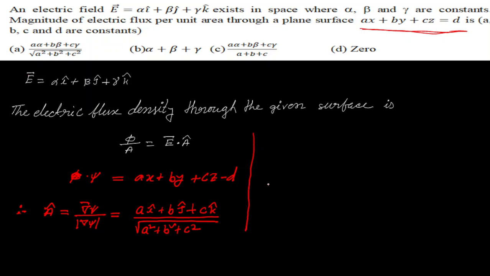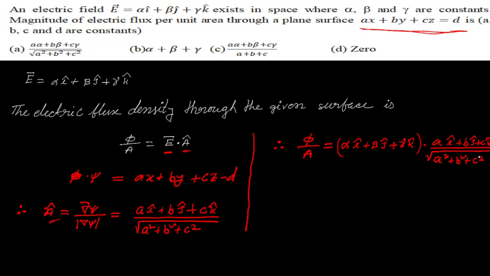So now what will be the flux density? Flux per unit area is equal to the electric field dotted with this unit vector. You put the value of the electric field here and this unit vector here. We get alpha i cap plus beta j cap plus gamma k cap, and then we take the dot product with the unit vector a i cap plus b j cap plus c k cap divided by the square root of a squared plus b squared plus c squared.